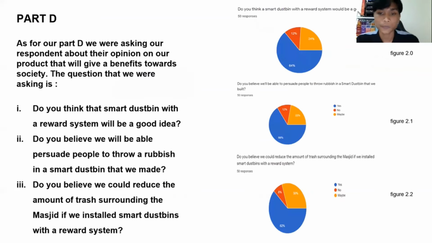As for part D, we asked their opinion about our product and its benefits toward our society. We asked, do you think that a smart dustbin with a reward system will be a good idea? Do you believe we will be able to persuade people to throw rubbish in the smart dustbin that we made? Do you believe we can reduce the amount of trash surrounding the masjid if we install a smart dustbin with a reward system?